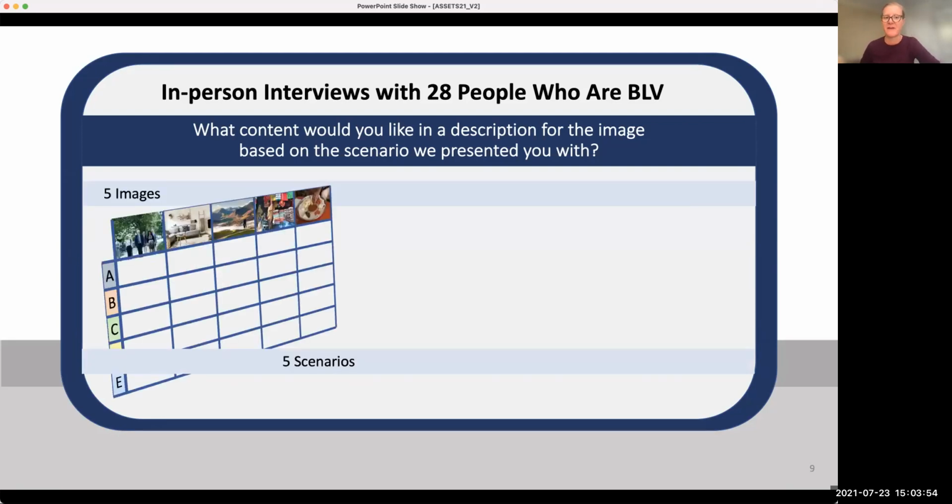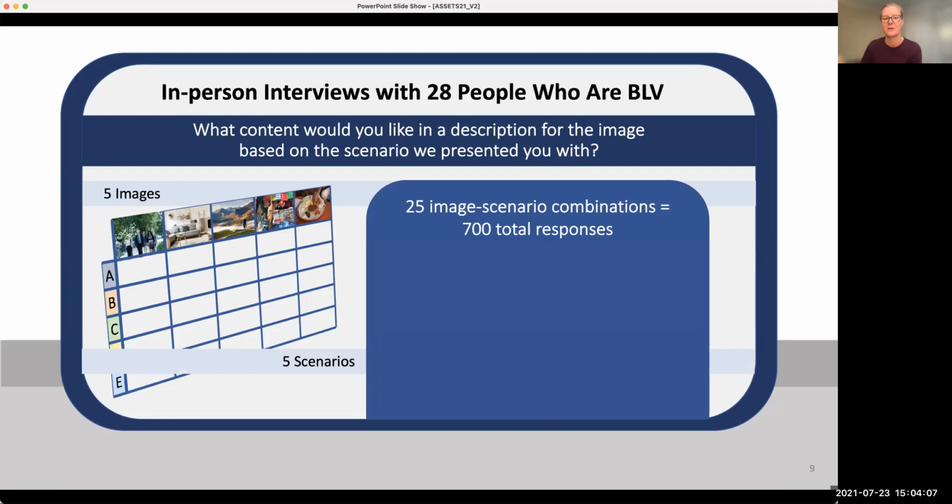And we presented them with 5 images and 5 scenarios. For each image, we presented them with a base image description, an opportunity for them to ask visual questions, and then to consider what content was most relevant to them for the scenario. And so we had 25 image scenario combination responses from each participant and 700 total responses.